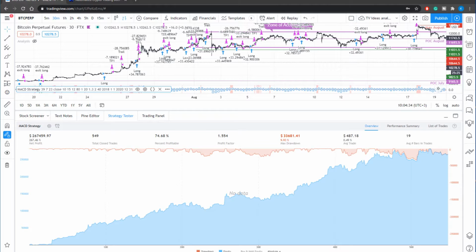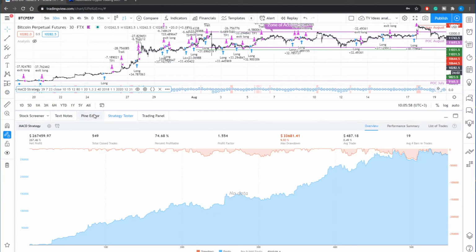The overall performance on Bitcoin Perpetual futures 30-minute time frame is quite sustainable. We can see that the total number of closed trades is above 500, which is quite good, and the percentage profitable is over 70% as well. The max drawdown is 9.93%, which is not that bad. However, if you increase the ATR stop loss, you can get the higher percentage profitable because you're going to be sitting in the positions for a longer time.